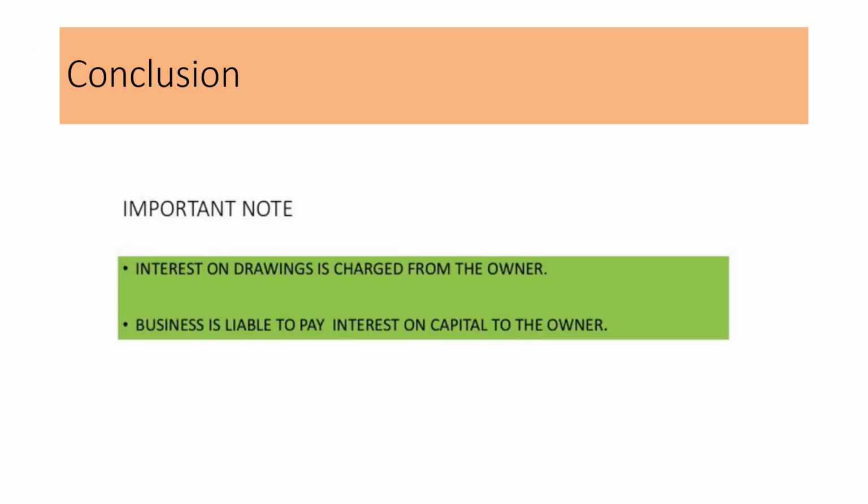Now, what is the important note? What is the conclusion of this business entity concept? This is very, very important. The business is liable to pay interest on capital to the owner. You agree with this because we discussed it right now. And interest on drawings is charged from the owner. Since the owner is withdrawing something from the business, withdrawing the capital from the business, the owner is liable to pay the interest on drawings to the business. This is a very beautiful concept explained over here.